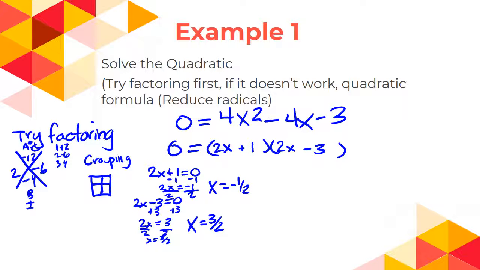Now what if it wouldn't have factored? I'm also going to show the other option or the other item you are going to encounter. These are not going to be all factorable. So if it's not factorable, then you have to use that quadratic formula. You have to have that memorized for the test.